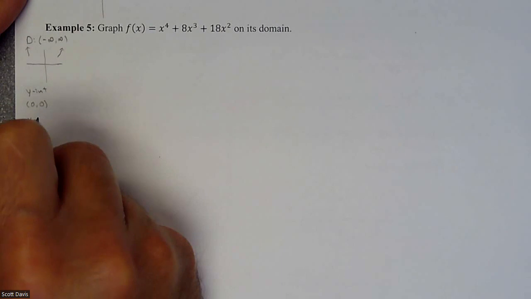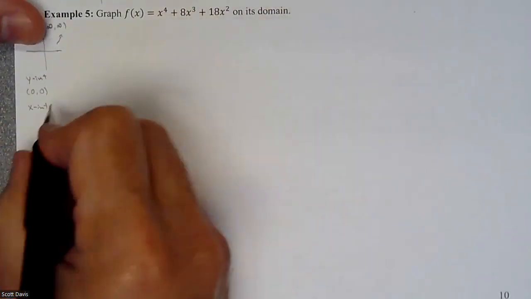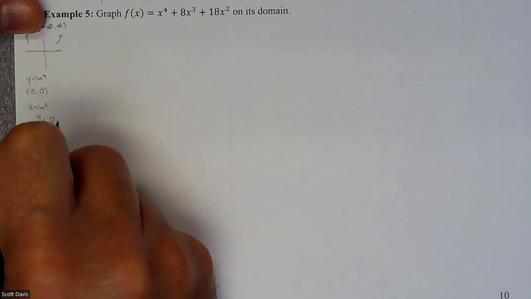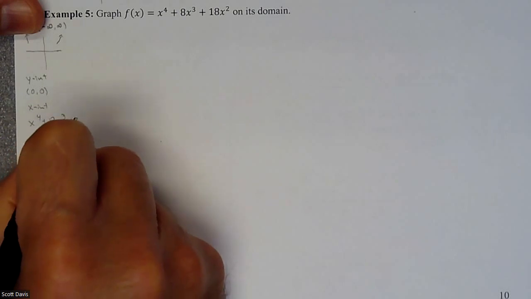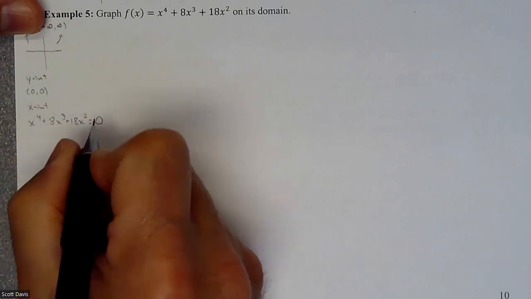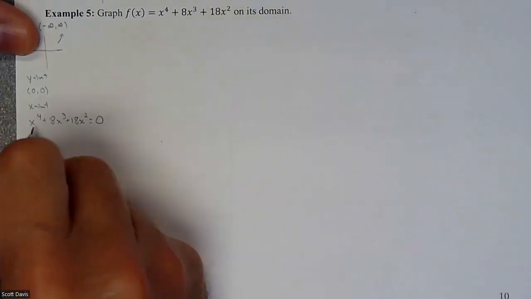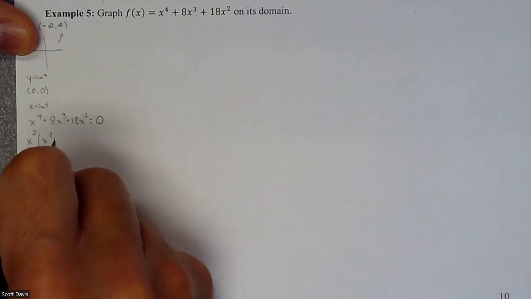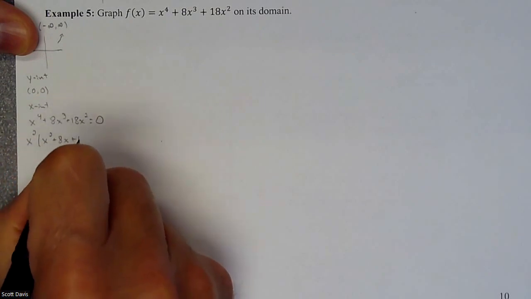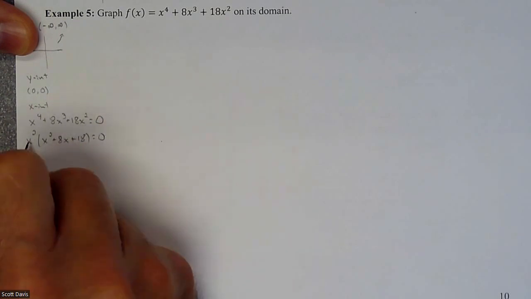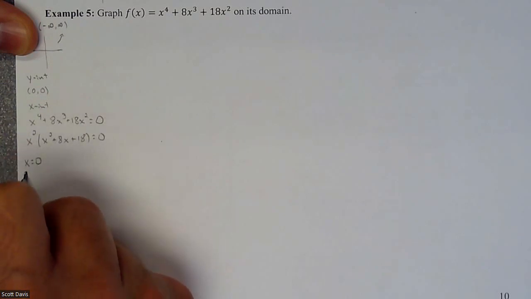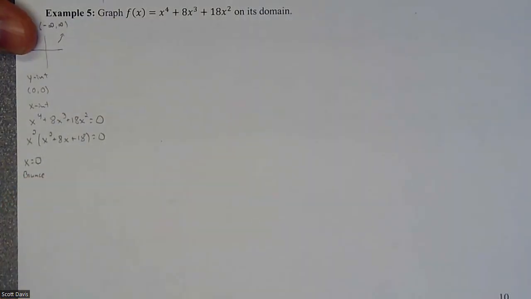And then x-intercepts is us taking this equation and setting it equal to 0. So x to the fourth plus 8x to the third plus 18x squared equal to 0. So if we solve it, we're going to factor an x squared out, which is going to leave us x squared plus 8x plus 18 equaling 0. Here we're going to get x equals 0 with the bounce because of the multiplicity. Okay, so we'll keep that in the back of our mind. That'll help us graph this.